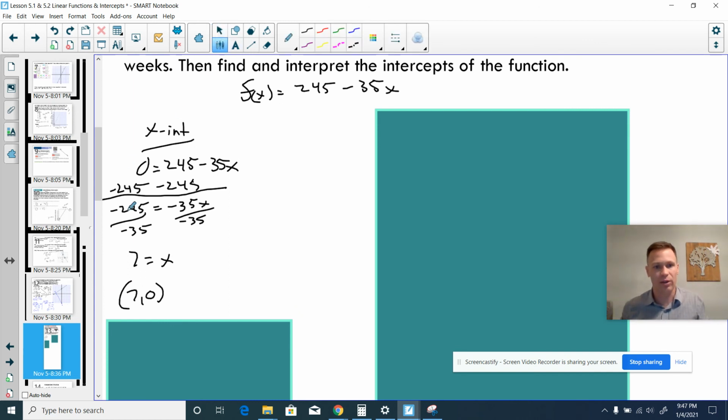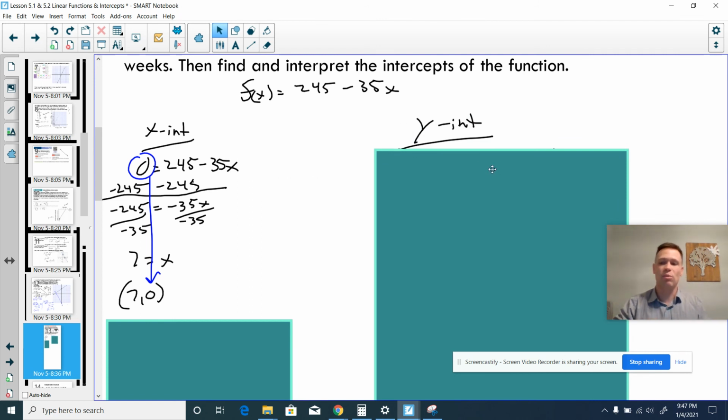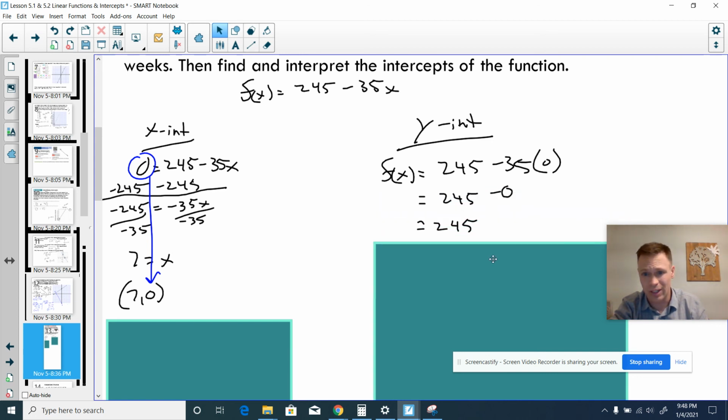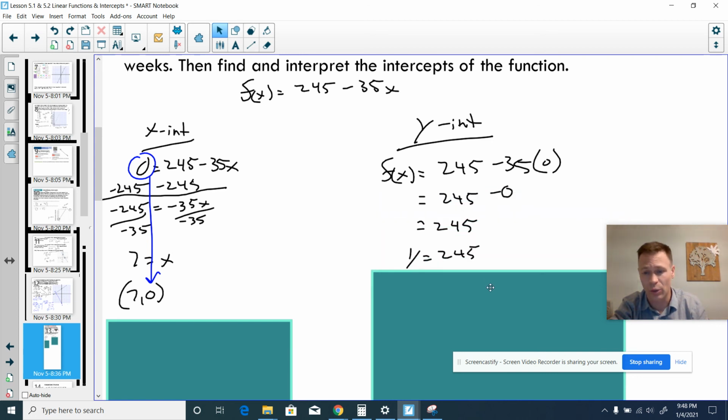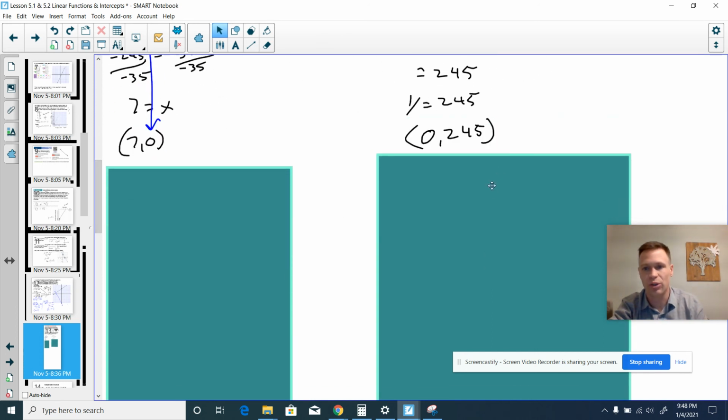And again, I want to reiterate that the 0 right here that went in for y is the reason why we have a 0 there. So I have the coordinate point (7, 0) for that particular line. When I graph it, I want to find a y-intercept. Remember, 0 goes in for x here. So f of x is equal to 245 minus 35 times 0. 35 times 0 is just 0, so I get 245, so that means y is equal to 245. That's not a coordinate point, so I have the coordinate point (0, 245).